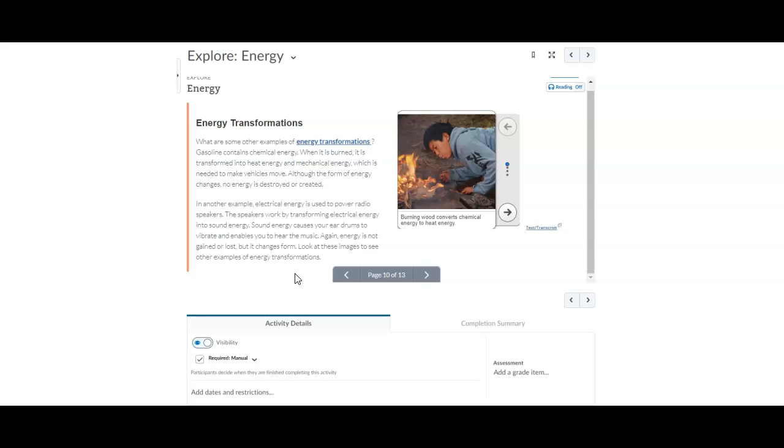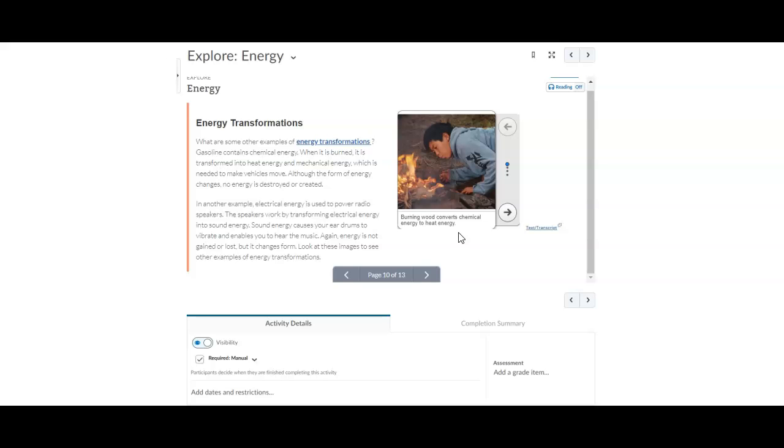The speakers work by transforming electrical energy into sound energy. Sound energy causes your eardrums to vibrate and enables you to hear the music. Again, energy is not gained or lost, but it changes form. Look at these images to see other examples of energy transformations. So you can use some of these examples in your answer as well.